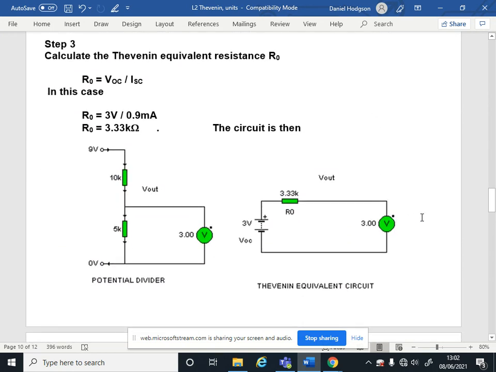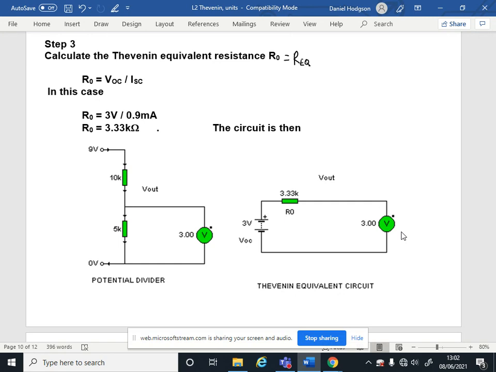And then step 3, we work out the equivalent resistance. Some books, instead of using R with the little zero, use R with an E and a Q, for obvious reasons. You could use both. It's VOC over ISC, Ohm's law. It's all Ohm's law, isn't it, this whole thing? 3 volts over 0.9 milliamps gives me 3.33 kiloohms.